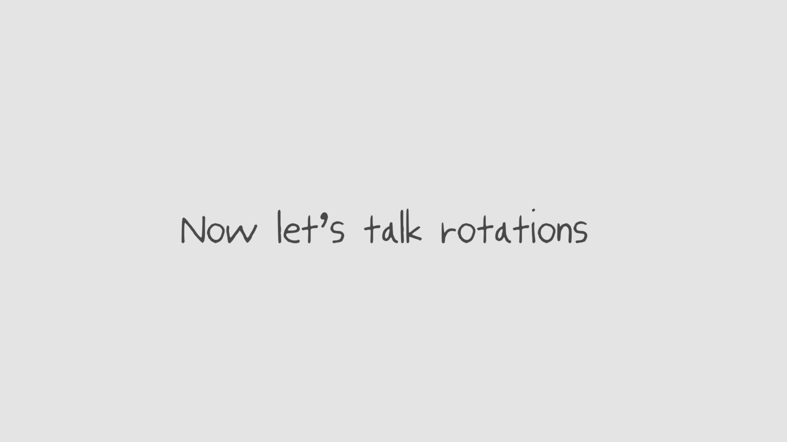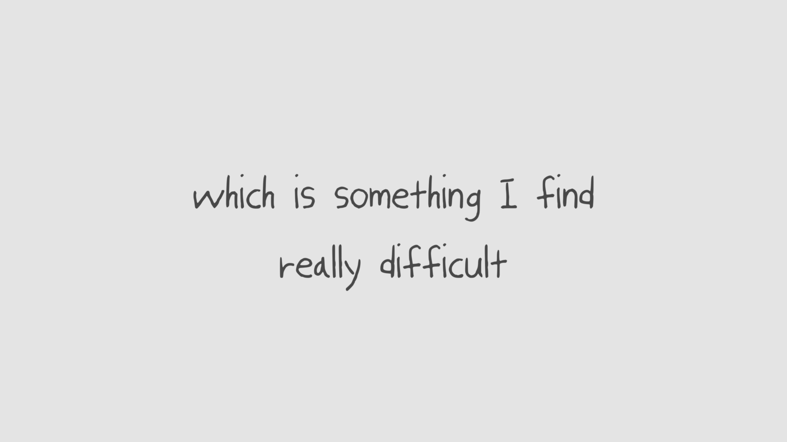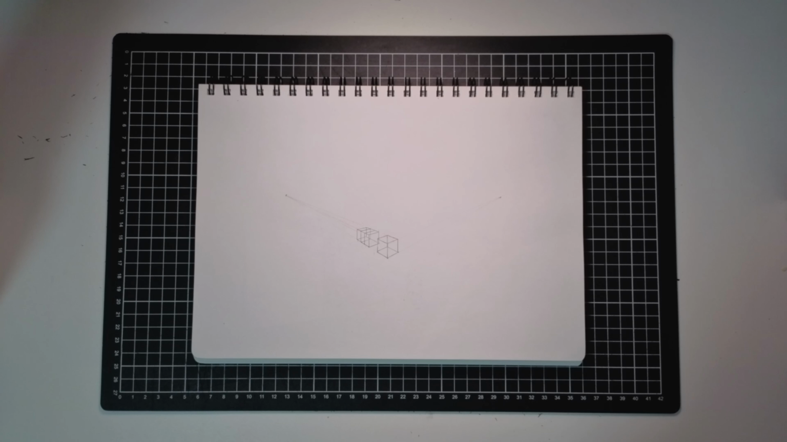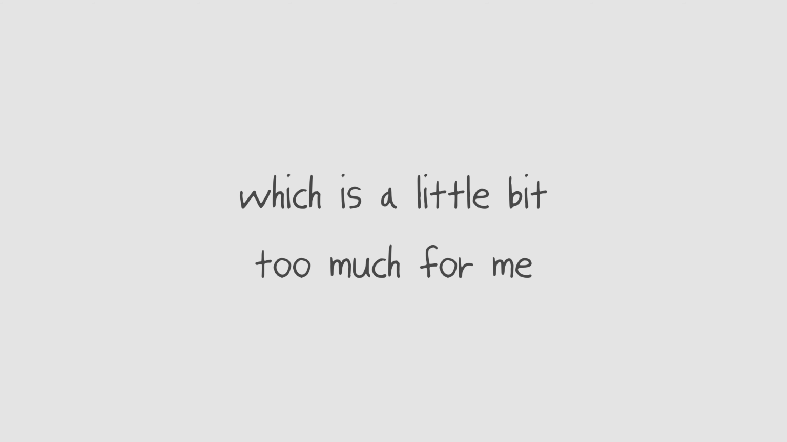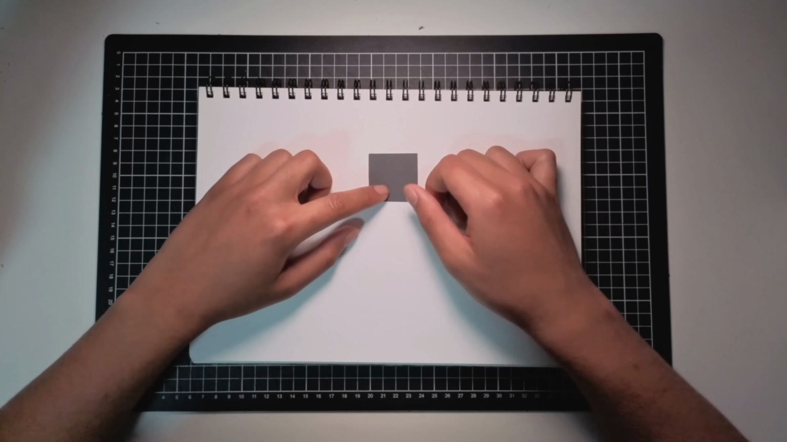Now let's talk rotations, which is something I find really difficult. Okay, if you're drawing a bunch of boxes that are all facing the same direction, no matter the position, they all share the same vanishing points. But the moment you take one of the boxes and rotate it, its vanishing points move. So with rotation, you're now working with multiple sets of vanishing points, which is a little bit too much for me. So let's simplify things.